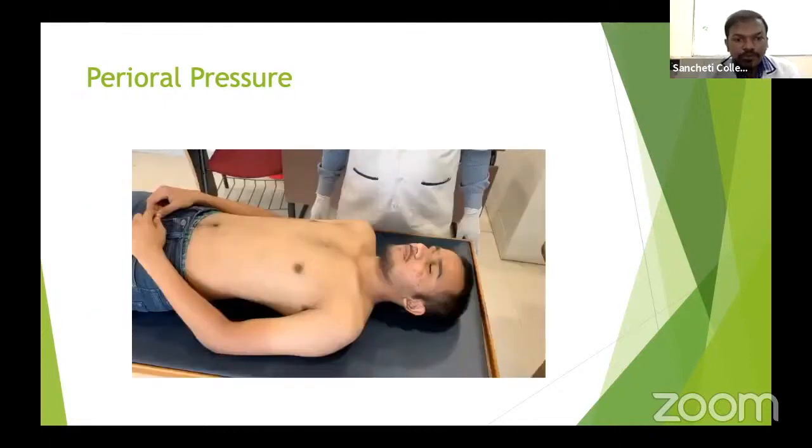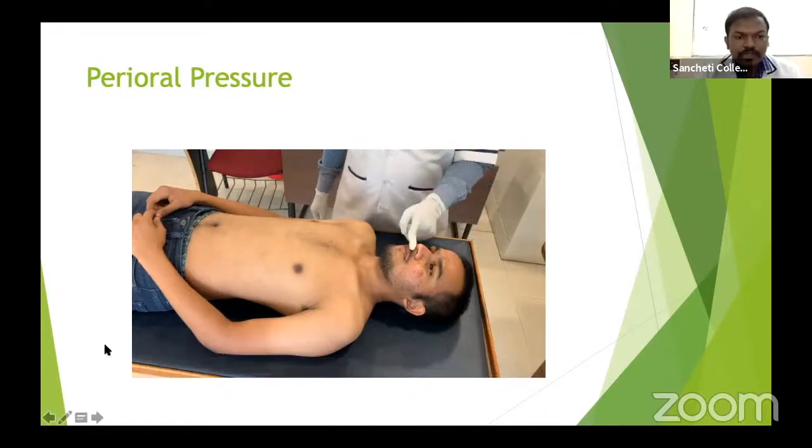Now we are going to see how we can apply perioral pressure in the patients. Here we can see the patient is in supine lying position. The therapist is standing aside the patient, and you have to apply perioral pressure at the upper lip. Then you can see increased epigastric movements in this patient.